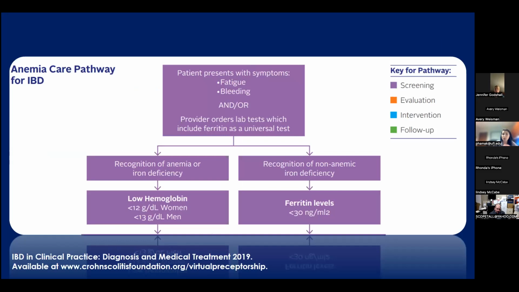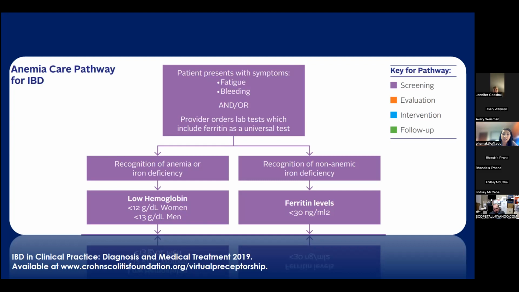And I just wanted to take some time to quickly run through something that I use every day in clinic. It's the CCFA anemia care pathway for IBD. This really helps me figure out the algorithm for when it's appropriate to give IV iron versus oral iron and when to recheck their iron levels. So of course, in all my patients, I will get iron levels as well as the hemoglobin at least twice a year, if not more.